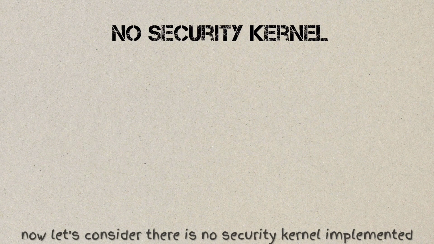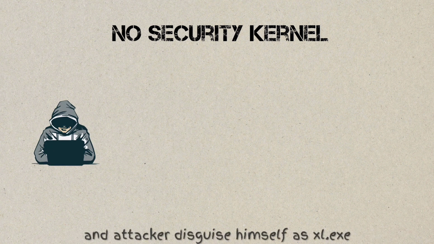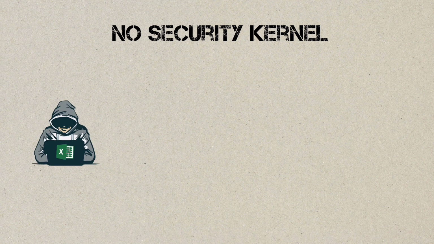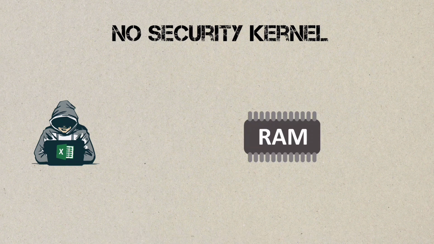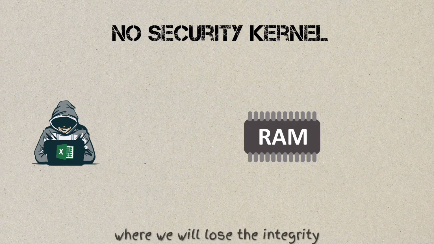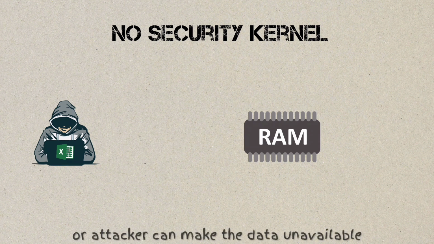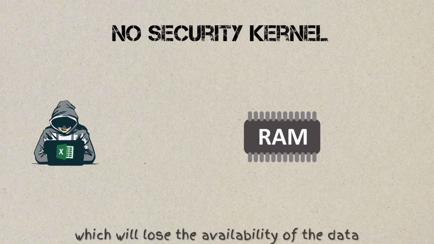Now let's consider there is no security kernel implemented, and an attacker disguises himself as excel.exe. Obviously he will have access to the RAM, and he can steal the data, which will lose the confidentiality, or he can overwrite the data, where we will lose the integrity, or the attacker can make the data unavailable, which will lose the availability of the data.